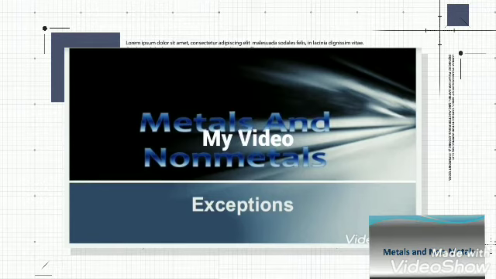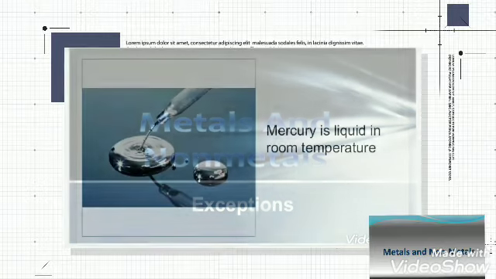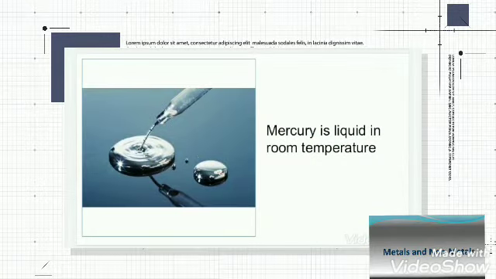Good morning, students. Today we will discuss exceptions in the properties of metals and nonmetals. In the last class, we discussed the physical properties and chemical properties of metals and nonmetals. As we know, metals are in solid state at room temperature, but being a metal, mercury is in liquid form at room temperature. So that is exception case 1.